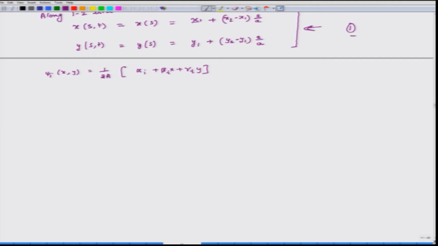So, we can put this equation 1 in this equation for psi, and what we get is, so for different values of I get different values of psi I, right. If I put I equals 1, then I will get psi 1. If I get I equals 2, then I get psi 2, and so on and so forth. So, alpha I, beta I, gamma I we know. We have calculated earlier, several lectures back. We know these values, right. So, alpha I, beta I, gamma I are known.